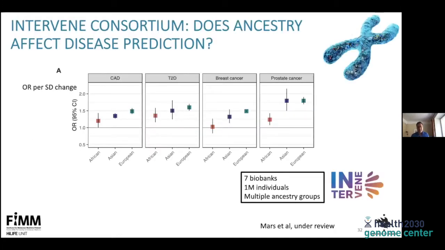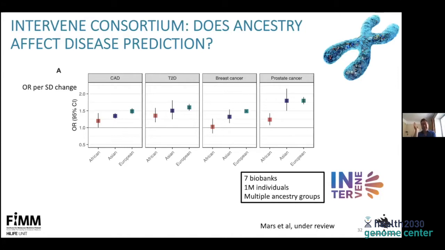Final point: does ancestry matter in these types of results? My results came from Finnish data sets. Does it matter if we go outside of the European ancestry groups for 4 diseases? What you see here in green is the odds ratio for 1 standard deviation change in the polygenic risk score. In blue or purple, there are Asian samples, in red, African ancestry groups.